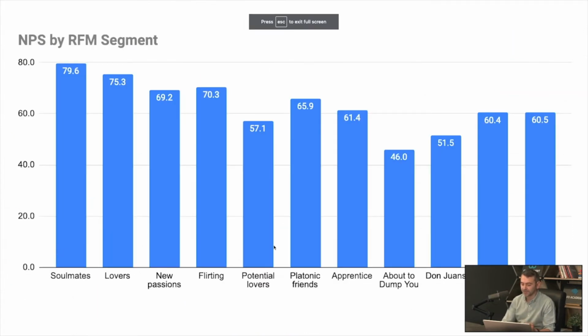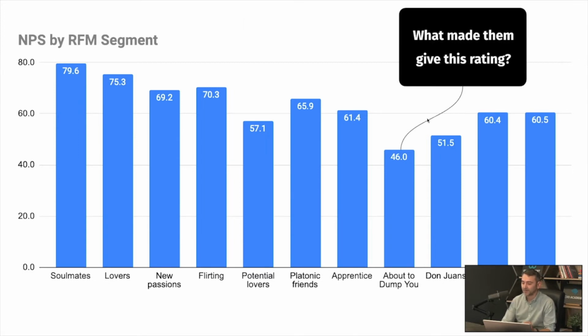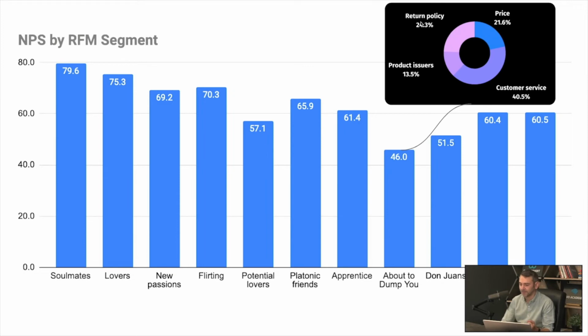Now, such a distribution, as you can see over here, allows you to see that there are some anomalies, right? The question is, for the About to Dump You segment, what made them give you this rating? Thanks to this research, you can understand that maybe 24% gave you this rating because of the return policy, 21% because of the price, customer service, and so on. NPS is like debugging your customer journey. It allows you to get feedback from real customers and to fix what's broken, because the whole idea is not only to measure but also to take action based on the insights from it.